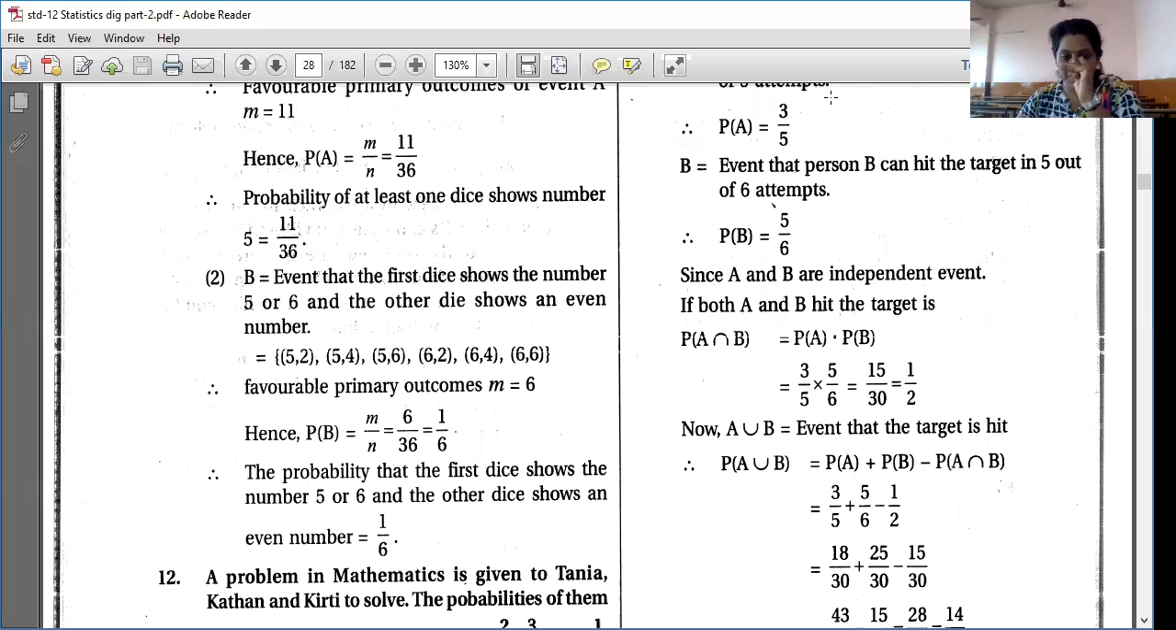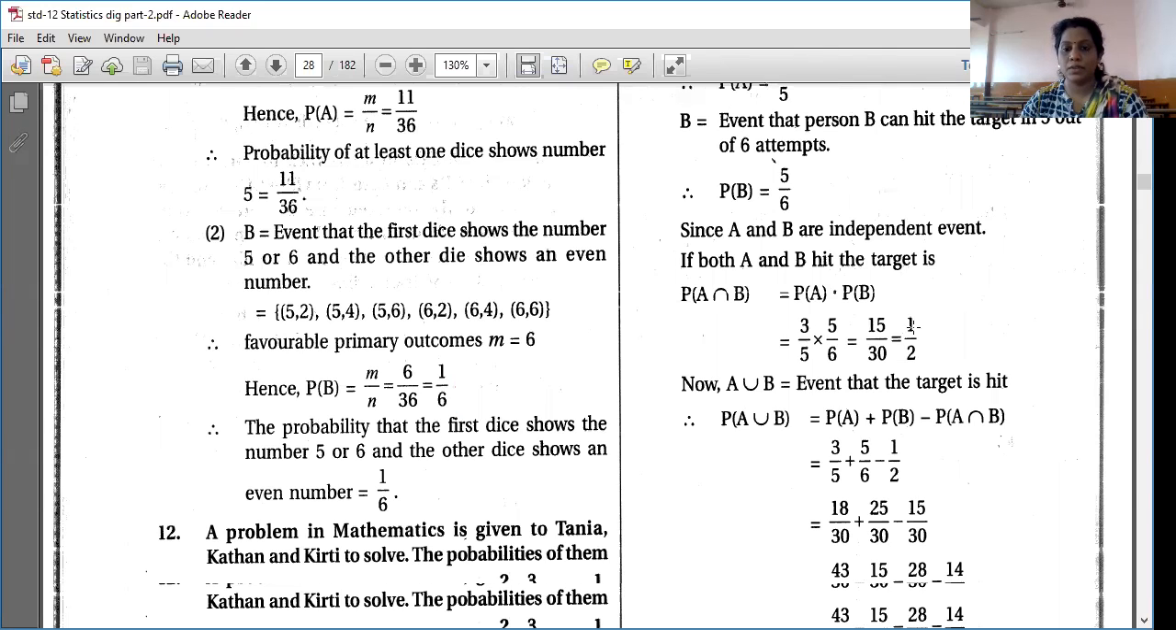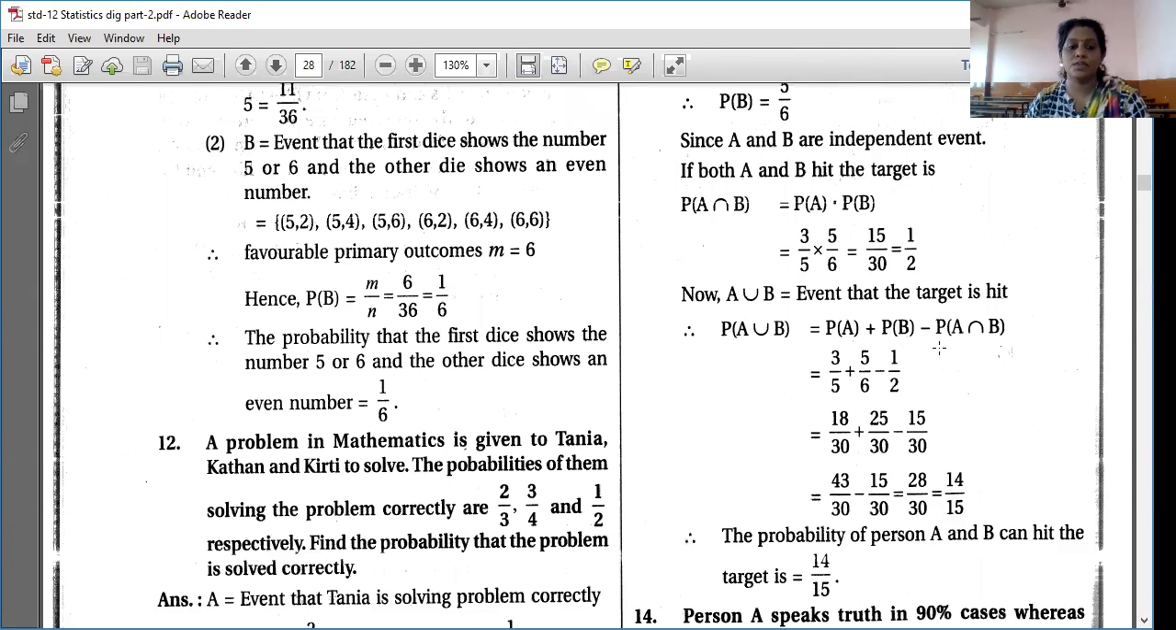So the question is, a problem in mathematics is given to Tanya, Kathan and Kirti to solve. The probabilities of them solving the problem correctly are 2/3, 3/4 and 1/2 respectively. Find the probability that the problem is solved correctly.